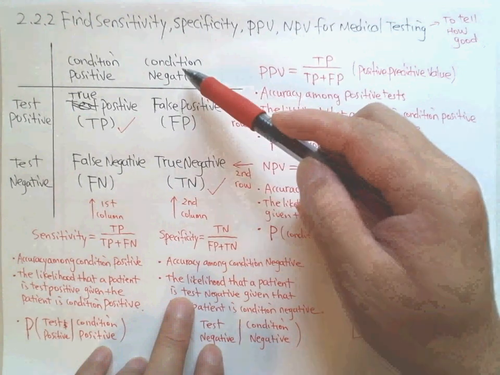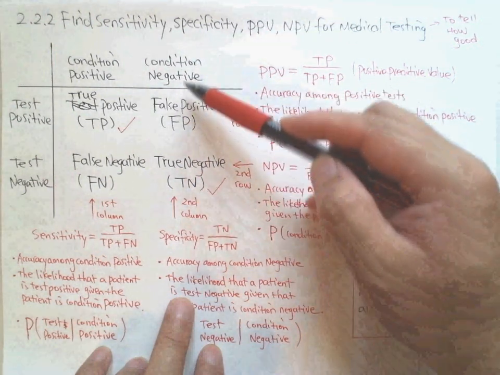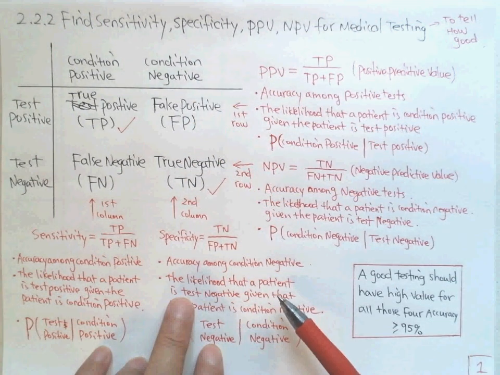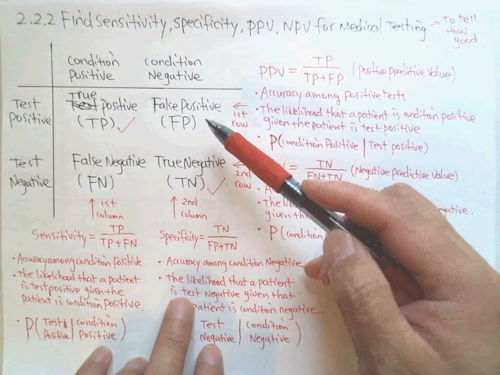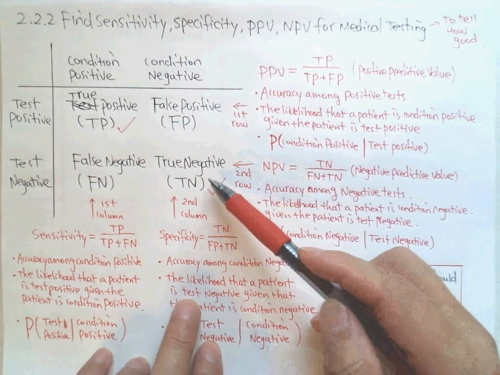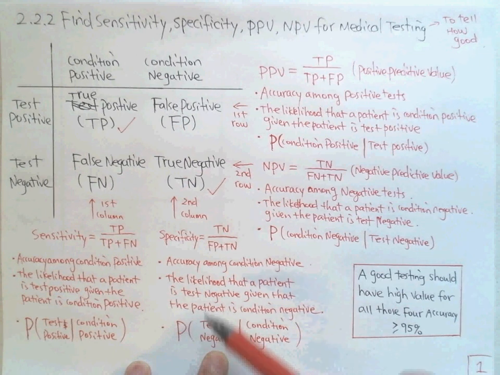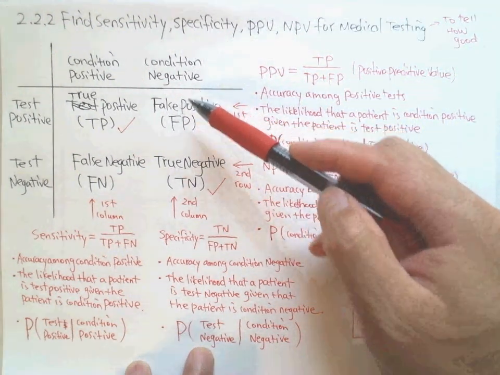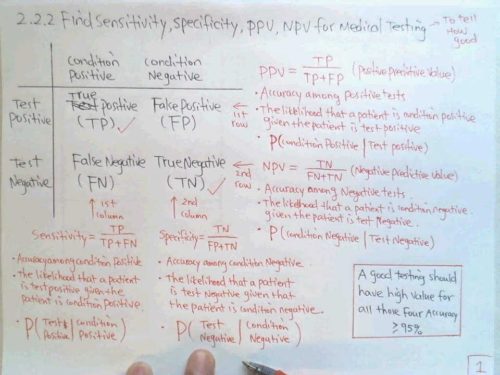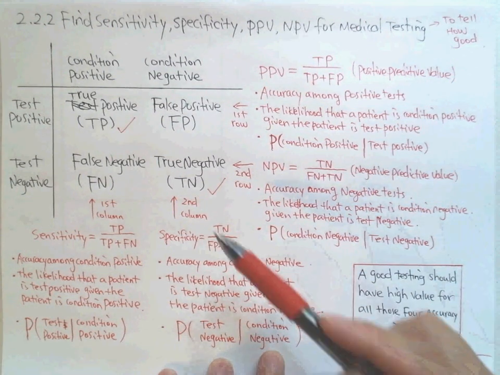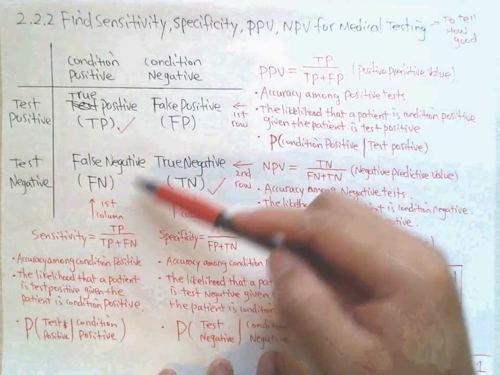The second understanding is about one person. If we are given a person with condition negative, which means a healthy person going to the test, what is the likelihood to be identified as negative? That is the conditional probability: given condition negative, going to the test, the test result is also negative. And these two are focusing on the first column and the second column.